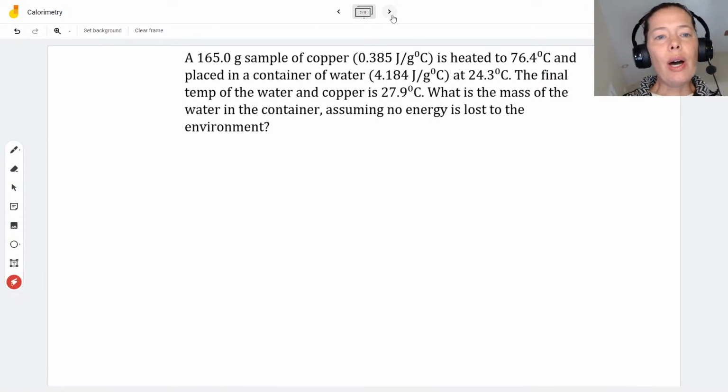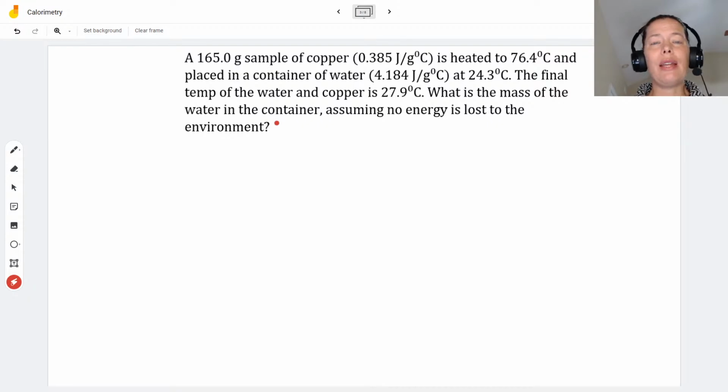All right, so a 165 gram sample of copper, again, it's nice to get the specific heats, is heated to 76.4 and placed in a container of water at 24.3. The final temperature of the water and copper is 27.9 degrees Celsius. Okay, that makes sense. So we heated up copper pretty hot. We threw it in a cup of water, and the water warmed up. So we want to know what is the mass of the water, and we're assuming no energy is lost to the environment. So this is a very common thing.